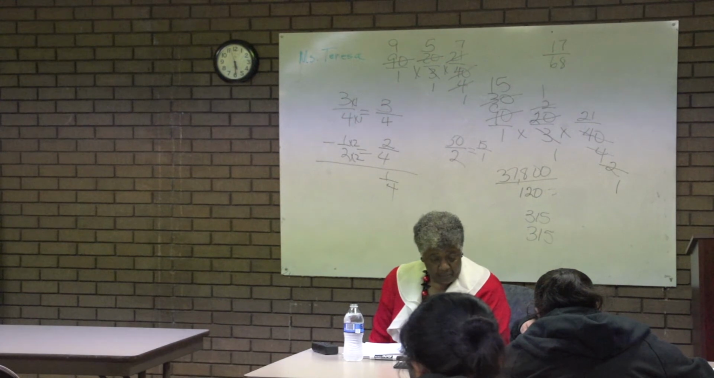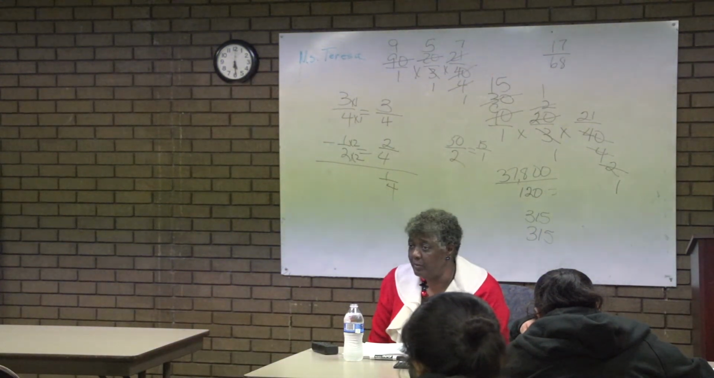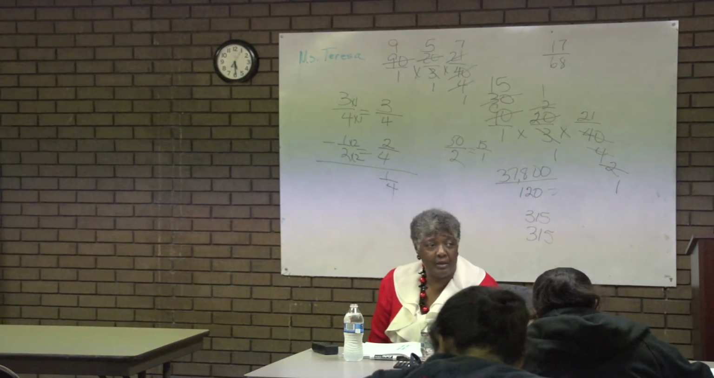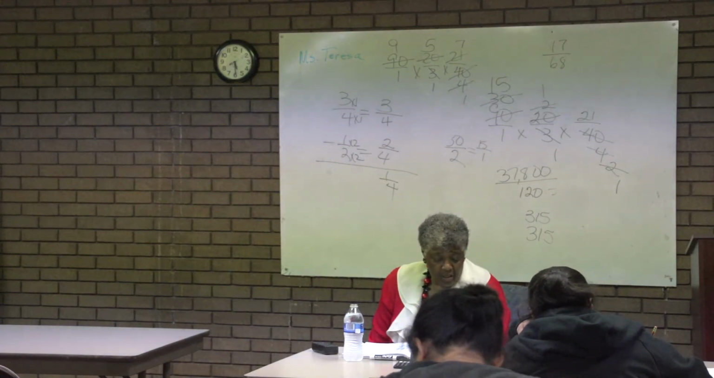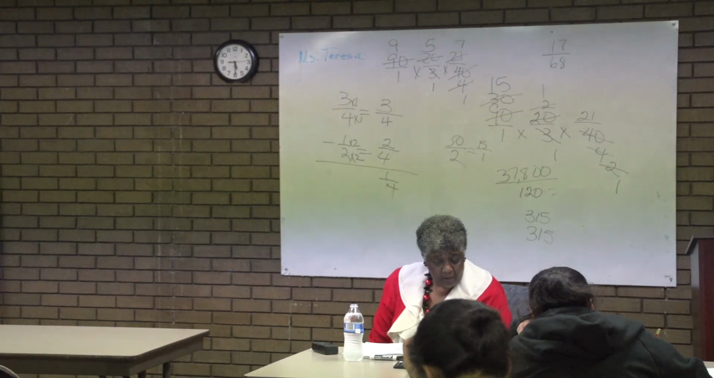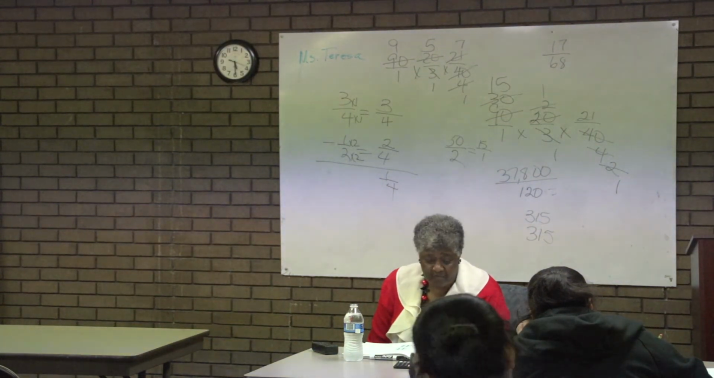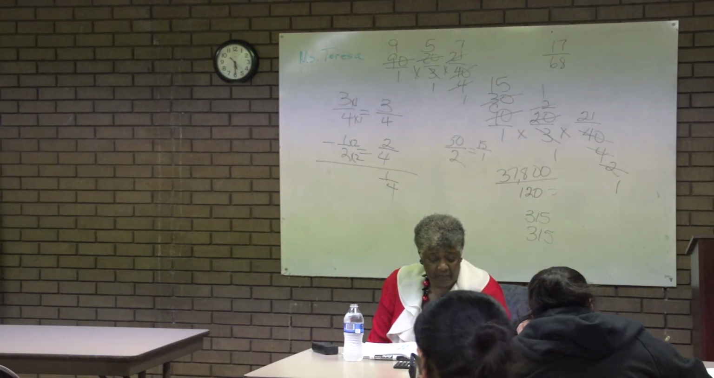Divide what? What's being divided into 6 pieces? 500. The 500 questionnaires, right? So when you divide 500 by 6, you're going to probably get about what? 80. Okay, so about 80.